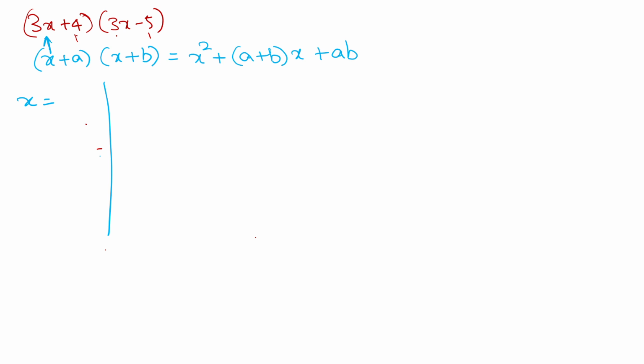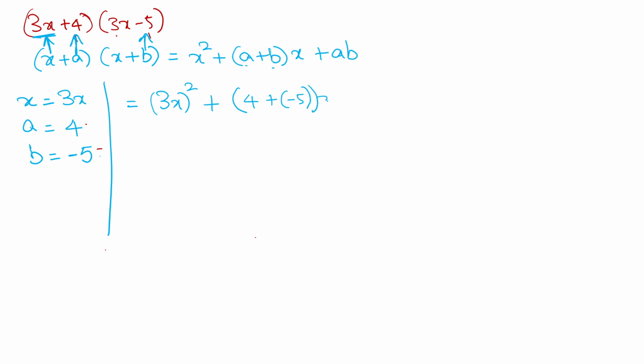So now let me write what is in place of x. You have 3x. What is in place of a? a is 4. What is in place of b? It is not 5, it is negative 5 because the signs are not matching. So how will you write it? Substitute now. In place of x, (3x)² plus (a + b) times x, a means 4 plus of minus 5, bracket close, into x, plus ab, 4 times of minus 5.